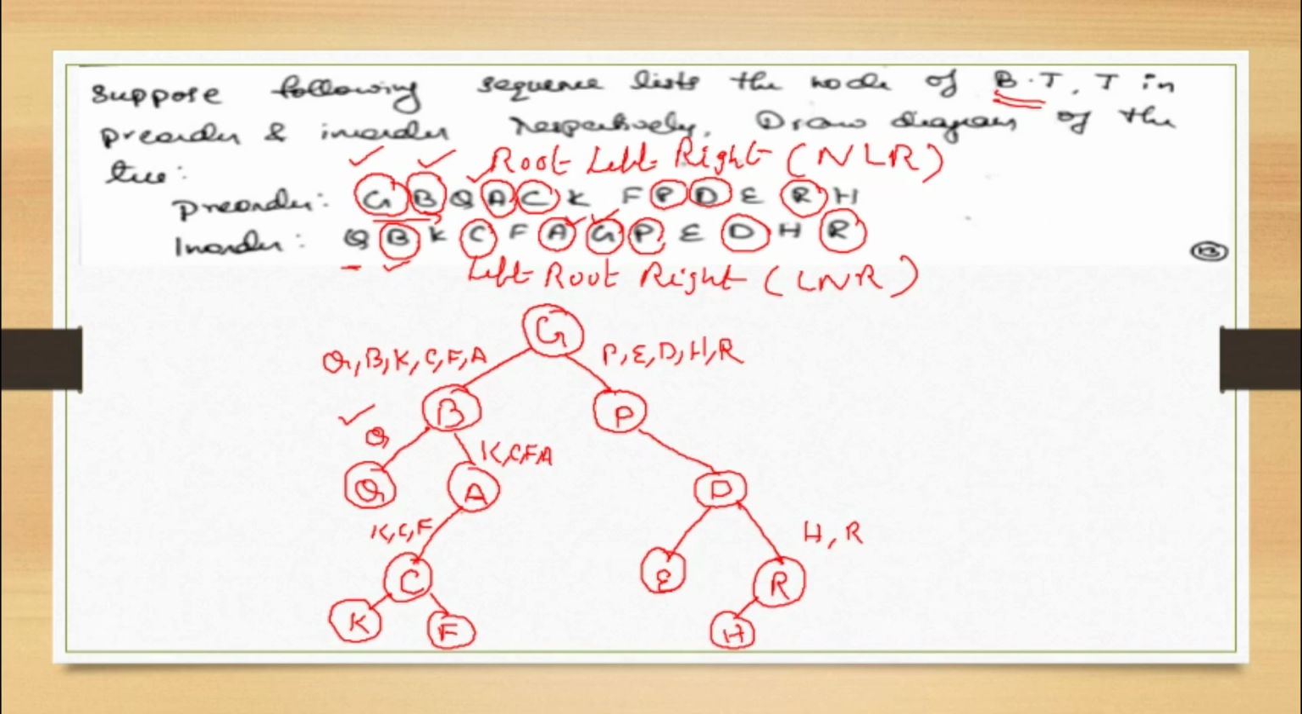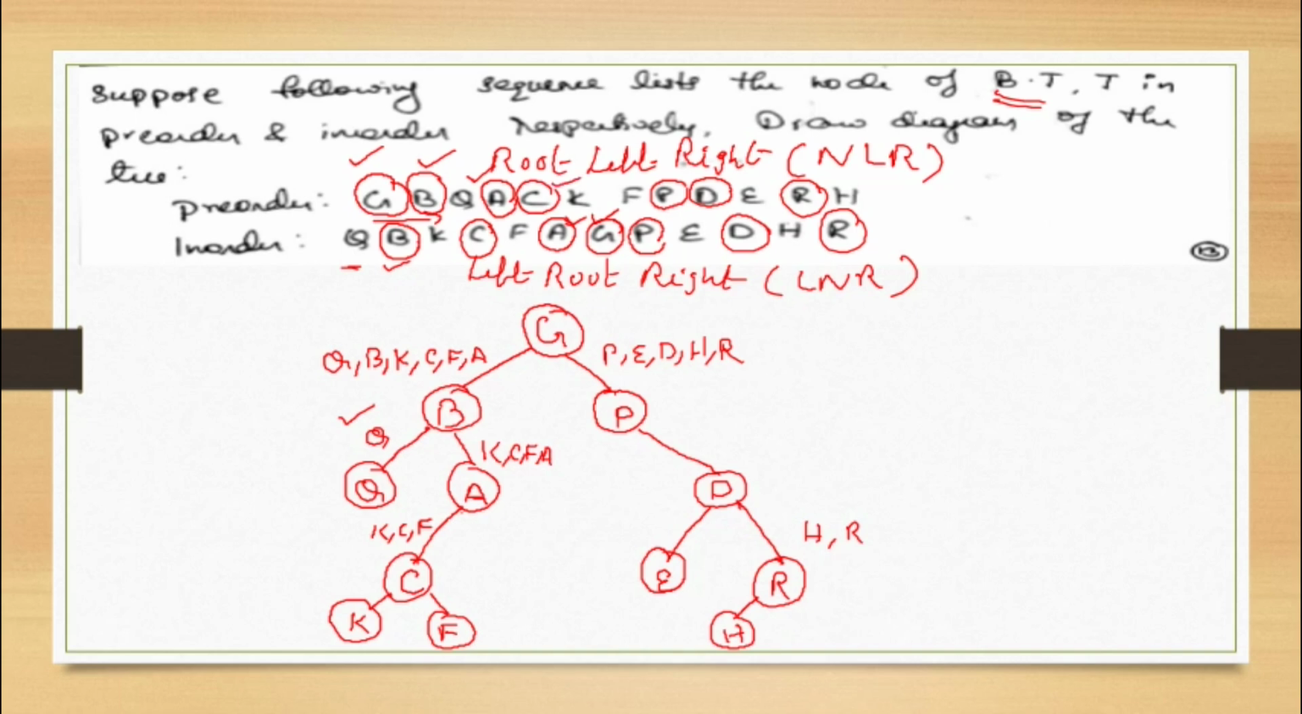Now A we have written as the root. So what is left? KCF is left, correct? All the KCF, whatever is there, is to the left if you see the in-order. So that is why we write KCF here. Now out of KCF, which is the root? Again you need to go to the pre-order. In KCF, first comes C, correct? So that is also verified.